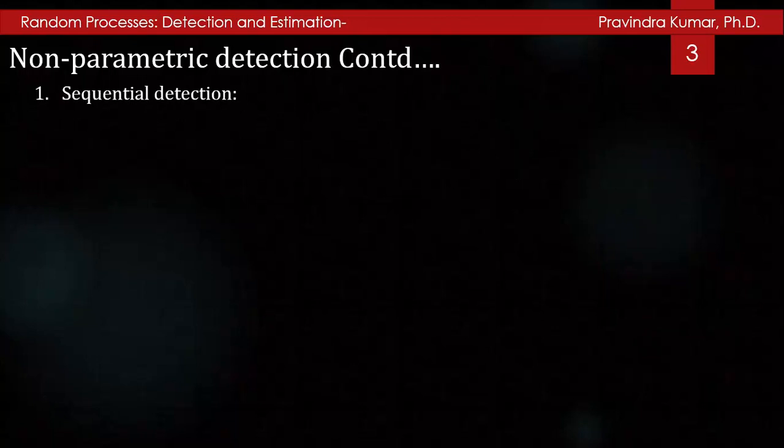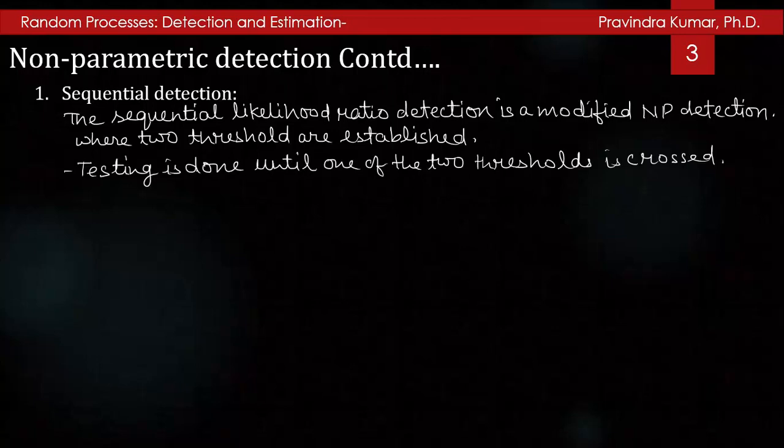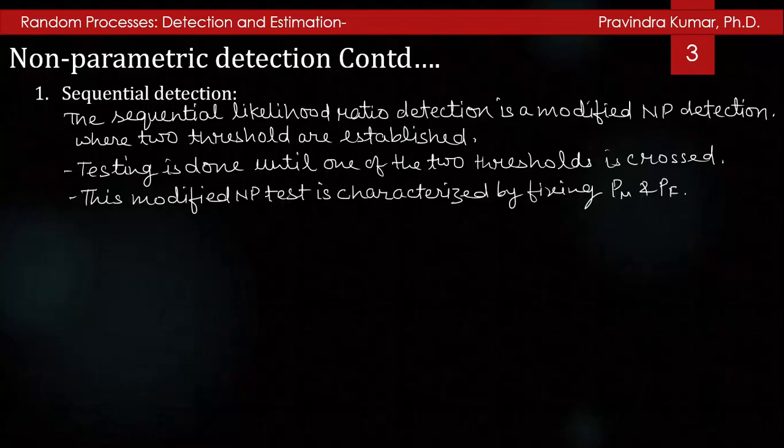Now, sequential detection. The sequential likelihood ratio detection is a modified Neyman-Pearson detection in which two thresholds are established. Testing is done until one of the two thresholds is crossed, and this modified NP test is characterized by fixing the probability of miss in addition to the probability of false alarm.